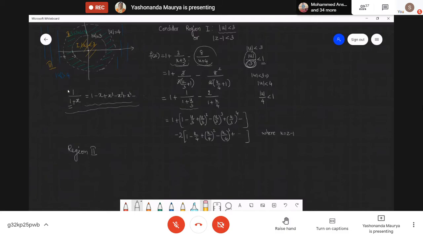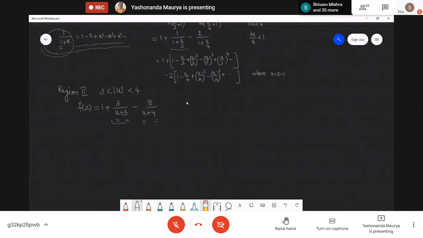Region 2, that is, mod of u is greater than 3 but less than 4. Now, in this case, what is the expression? F of z is equal to 1 minus 3 upon u plus 3 plus 8 upon u plus 4. Now again we'll try to make use of this expression. Now what will be taken out common, u or 3? Again here the same thing is to be decided for this expression.